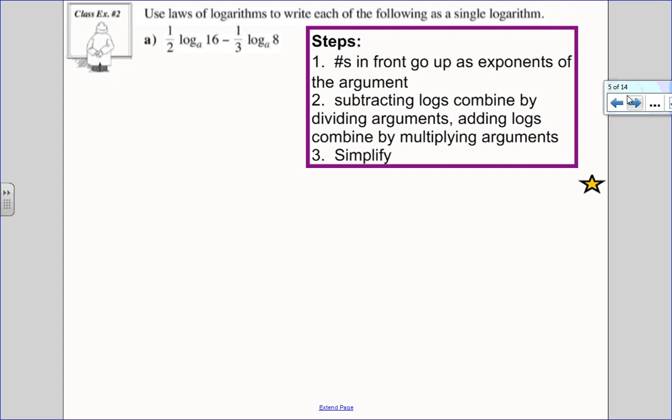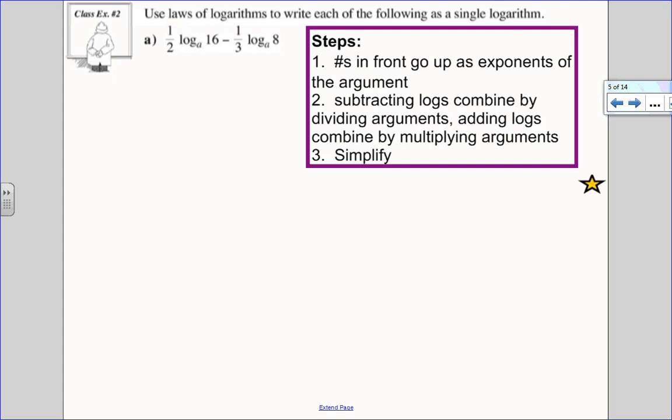Okay, so let's try this. We're going to write it as a single log. So here's my steps that I'm going to follow. Numbers in front go up to be exponents. Subtracting logs are combined by dividing. Adding logs are combined by multiplying, and then you just simplify.